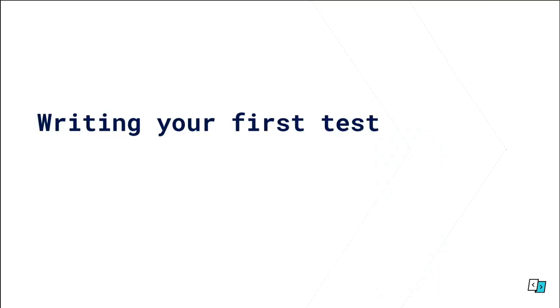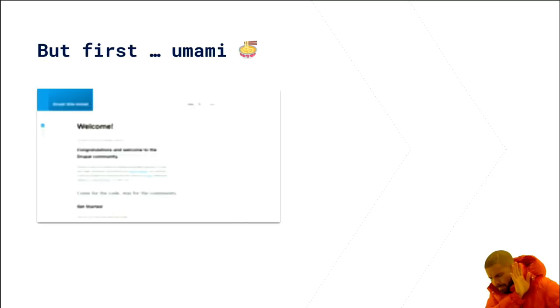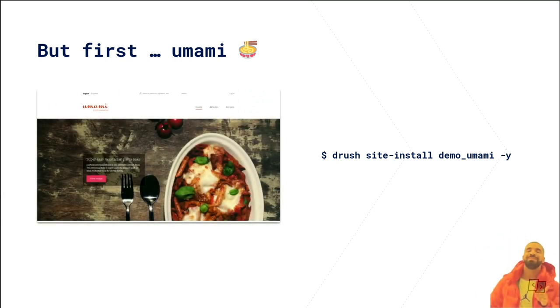So moving on to write our first test. That example test was against the standard installation profile, but we want to do some cool things with Layout Builder and content moderation. So we're going to install Umami. Run this Drush site install demo Umami. There we have the familiar food blog magazine thing.